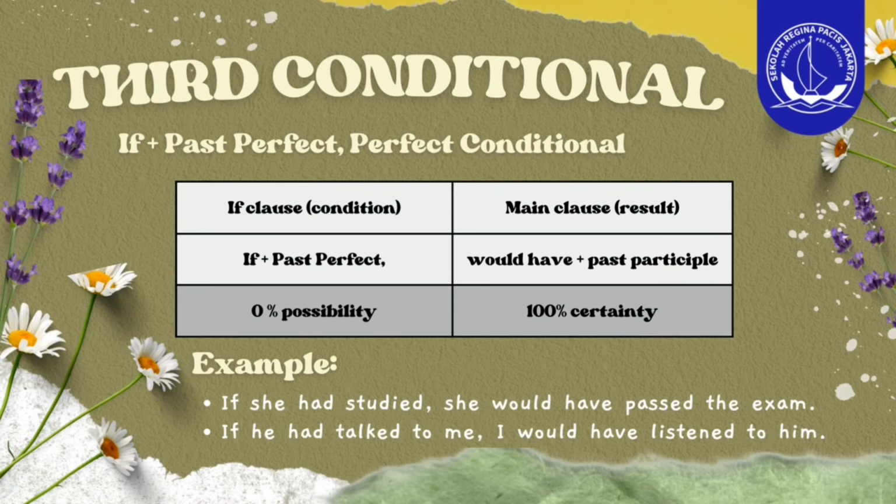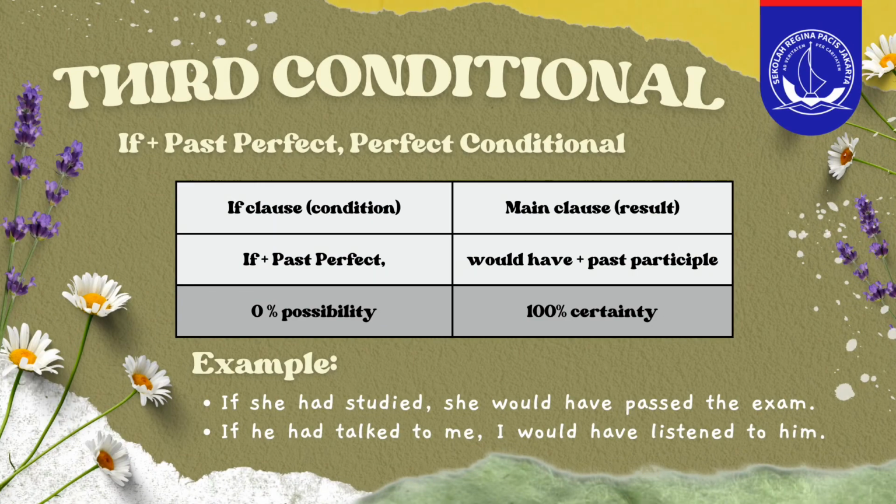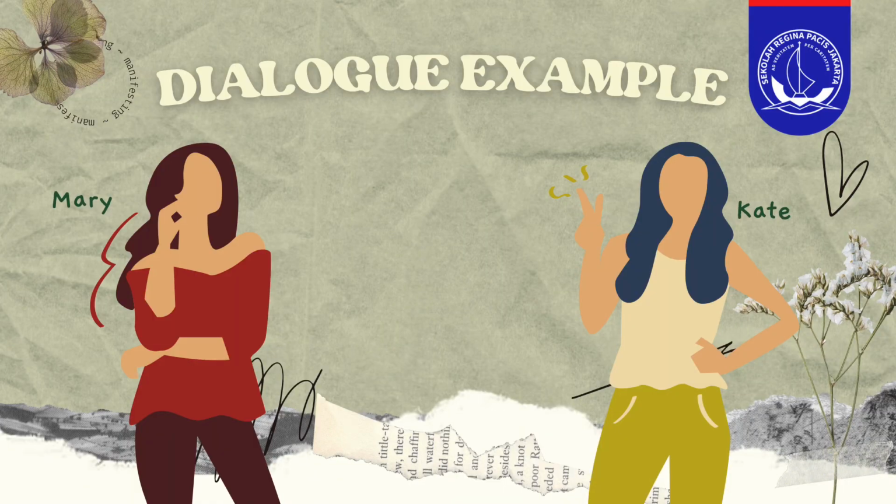Can be seen in the table for if plus past perfect is in the if clause or condition with 0% possibility. And for the perfect conditional, it is in the main clause or result with 100% certainty. So for the if clause or condition, if this thing had happened, and the main clause or result, that thing would have happened. For example, if she had studied, she would have passed the exam. If he had talked to me, I would have listened to him. Now I will give you an example of a third conditional dialogue.